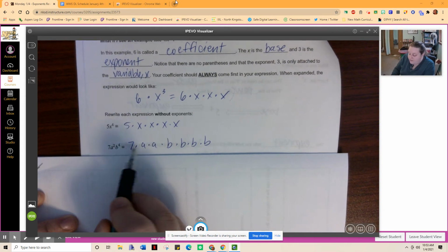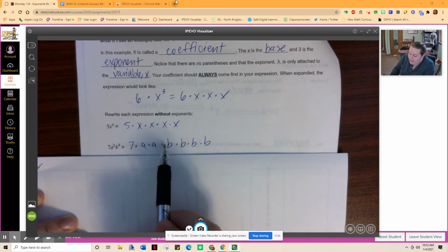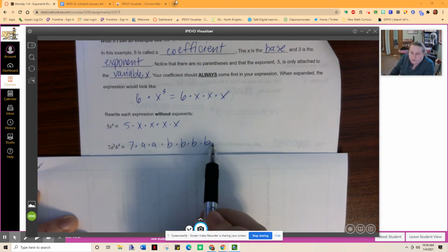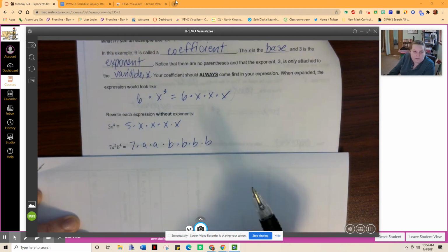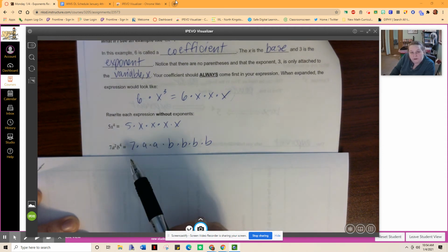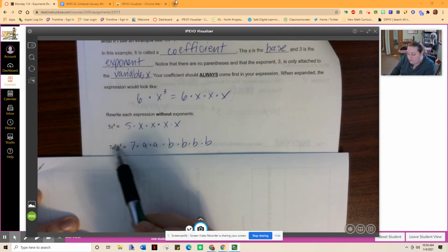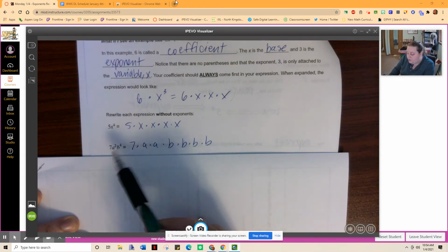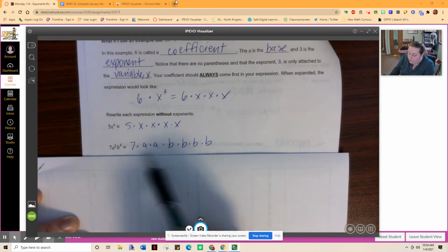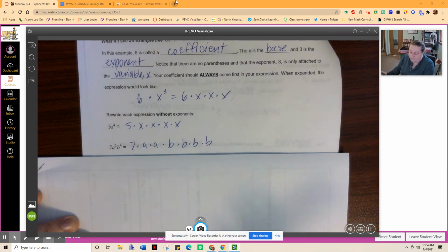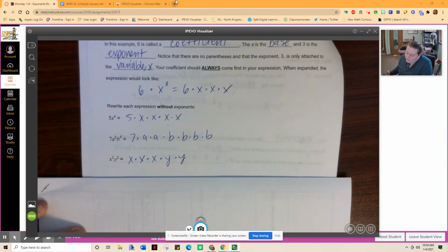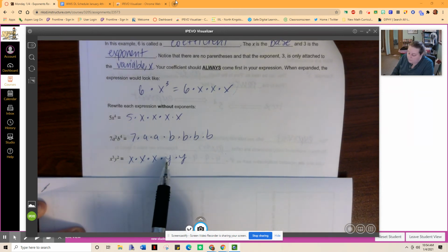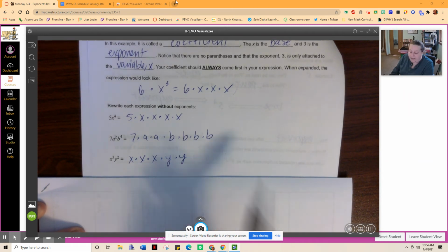So the next one, we have 7 as a coefficient times a, 2 a's because it's a to the power of 2. And then 1, 2, 3, 4 b's because it's b to the 4th power. A and b are different variables, so you cannot combine their exponents together. So a to the power of 2, b to the power of 4, all written out in expanded multiplication. Last, we have x to the 3rd, y to the 2nd. So 1, 2, 3 x's multiplied, and then 2 y's multiplied.